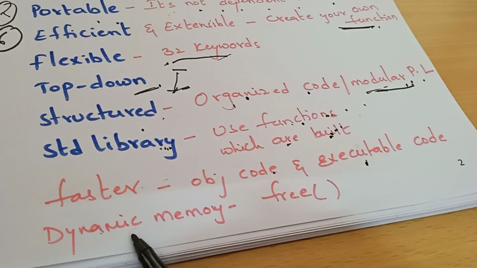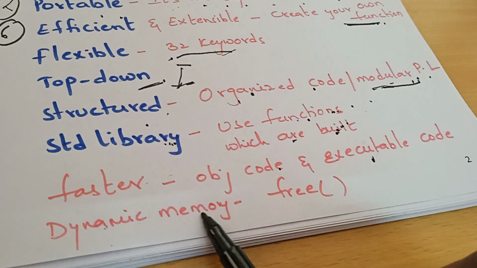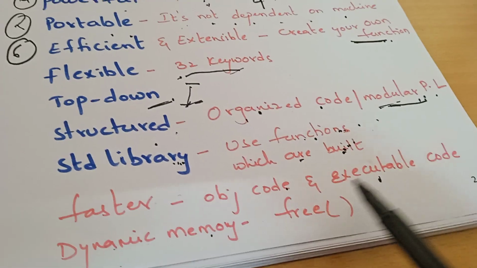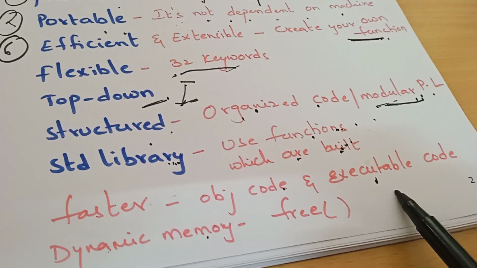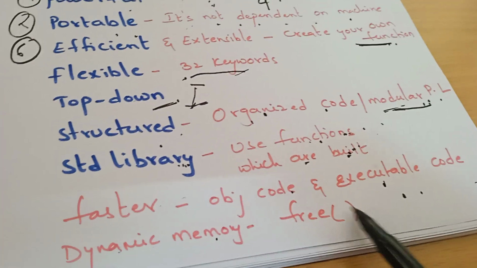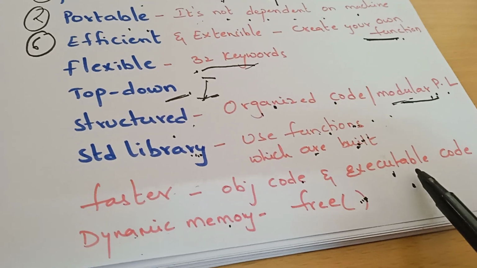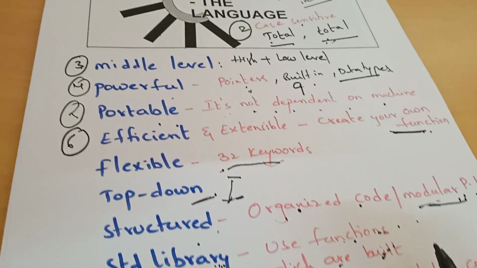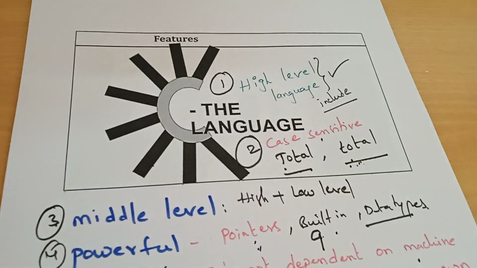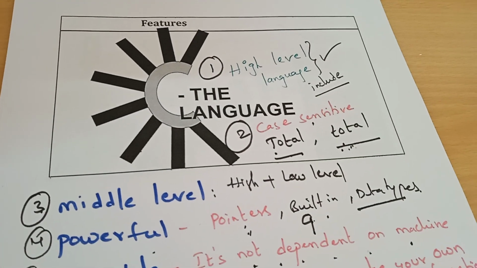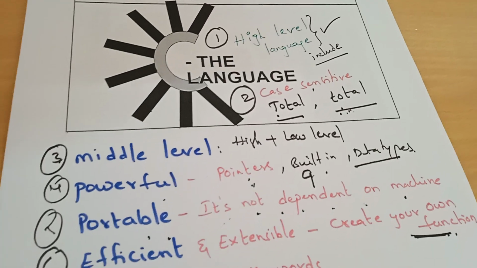And the next feature is dynamic memory. You can create a variable, and once usage is finished, we can free the memory space which was allocated to the variable. So these are the features of C programming language.